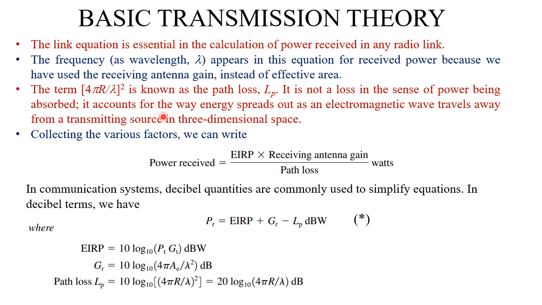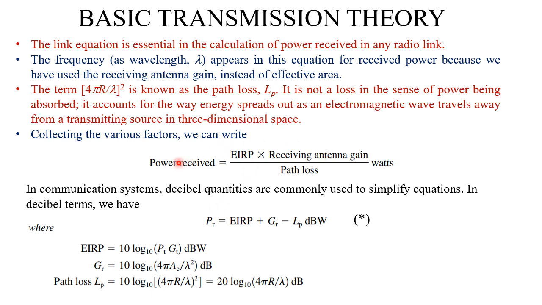So it accounts for the way energy spreads out as an electromagnetic wave travels away from the transmitting source in three-dimensional space. So it is basically due to the divergent nature of the electromagnetic wave. In communication systems, decibel quantities are commonly used to simplify equations, particularly for satellite communication. Most of the time we have to use decibel.